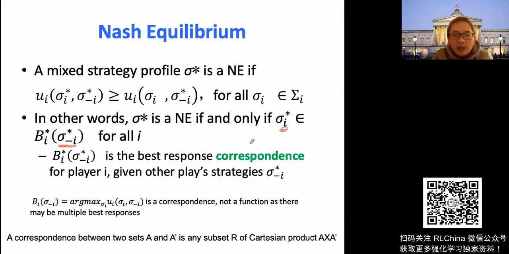The reason I say this is not a function is that if it were a function, it would have just one value. I would write it with an equals sign here, but this includes a set, meaning that the output of this correspondence is actually a set. So think about this B as a mapping from set to set. The definition of a correspondence is that it maps a set to a set. In other words, I input a set and I output a set. Would that make sense?